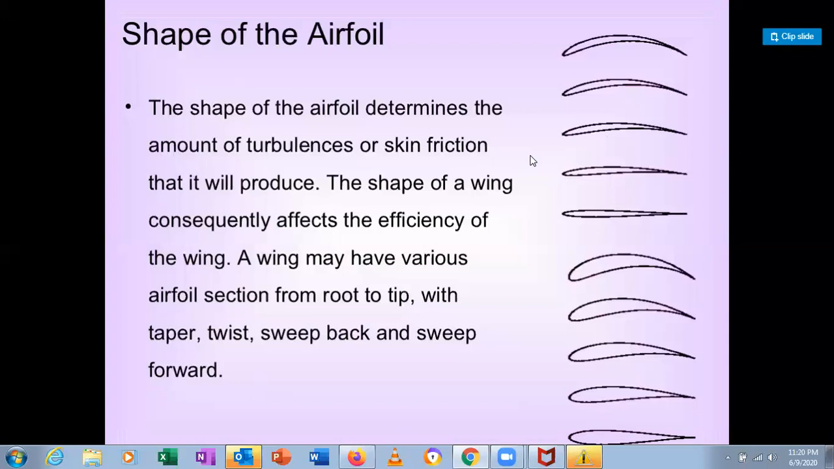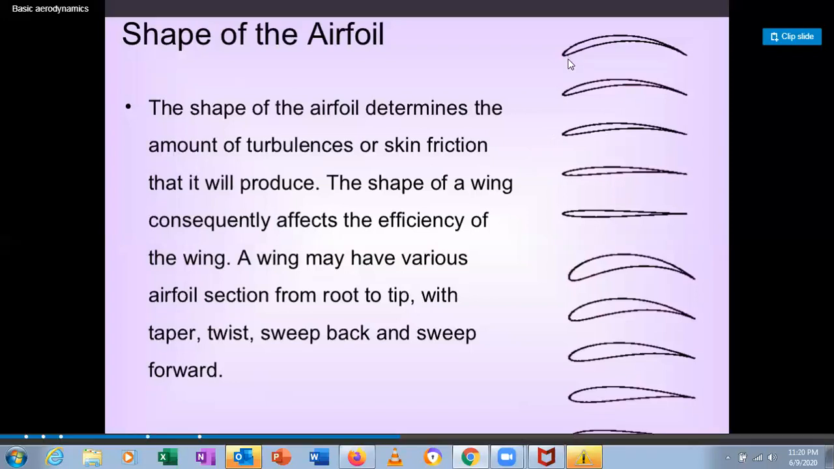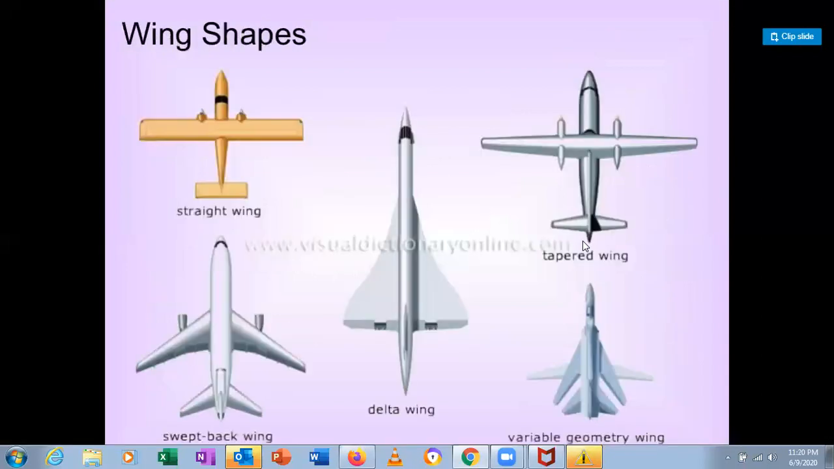When we study airfoil selection, at that time we'll understand clearly. Right now, just understand the different types of airfoils and the shapes we can see.